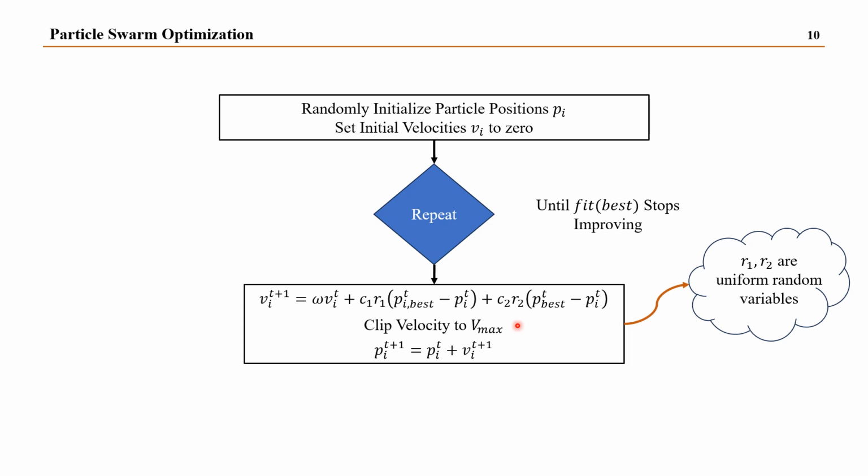After I compute the velocity, we clip it to Vmax, because we don't want particles to move violently in this search space. Then we update the position at time t plus 1 of particle i as the previous position plus the current velocity. And we repeat this for however many iterations it takes.